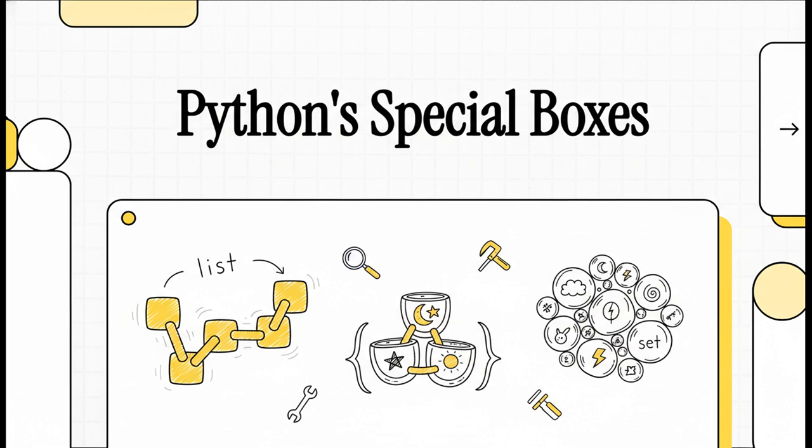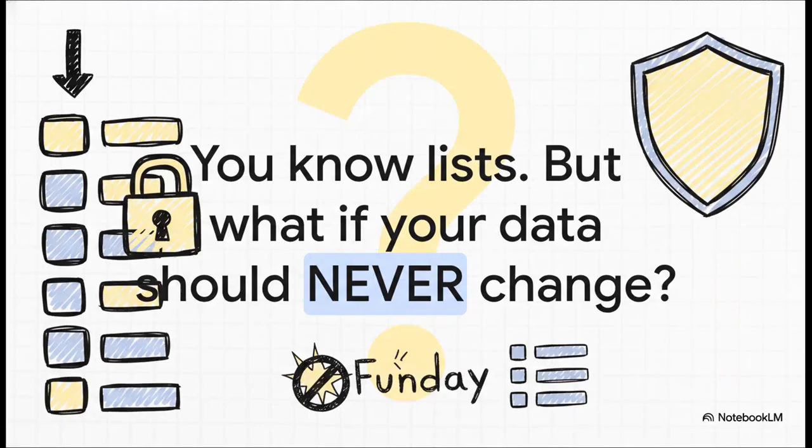Think of them as special boxes designed to solve some very specific and very common problems that lists just can't handle on their own. Okay, let's just dive right in with a question. Imagine you've got a collection of data, let's say the days of the week. You know that list should always be Monday, Tuesday, Wednesday, and so on. What if you wanted to guarantee, absolutely 100% guarantee, that no part of your code could accidentally change Monday to Funday? How do you lock that data down?